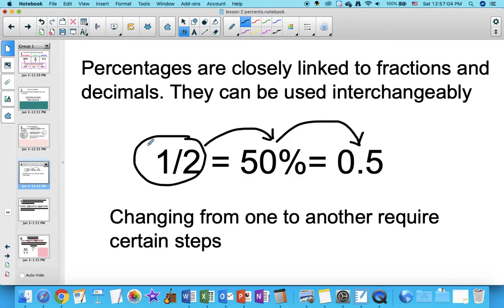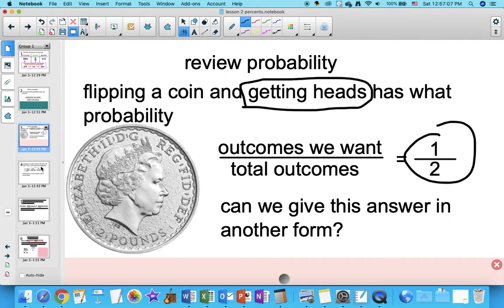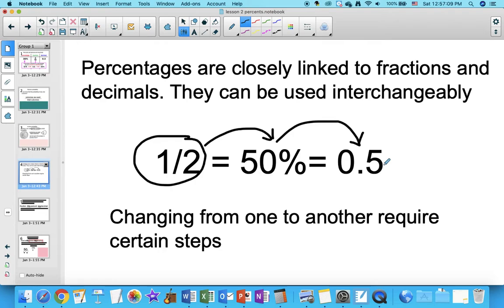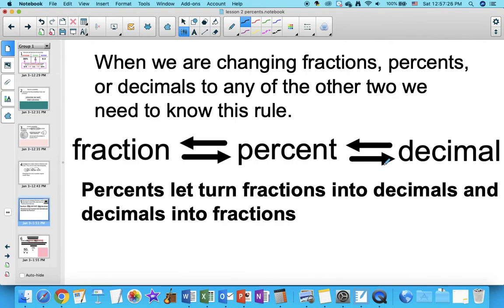We're going to talk about how to change 1 over 2 into 50% and into 0.5. Most of you probably already know off the back of your hand that 1/2 is 50%, but you may not necessarily know how or why 1/2 turns into 50%. So, when we are changing fractions, percents, or decimals to any of the other two, we need to use this rule. Percents let us turn fractions into decimals and decimals into fractions.